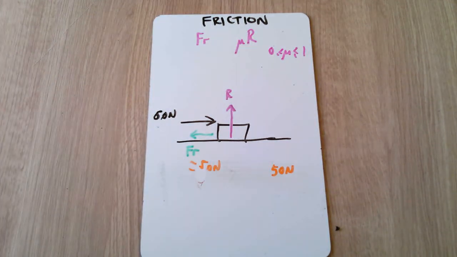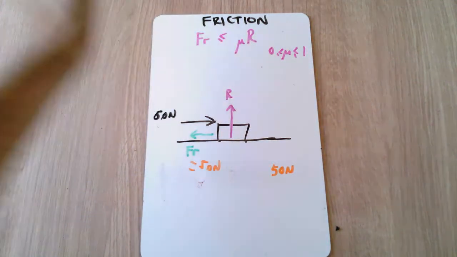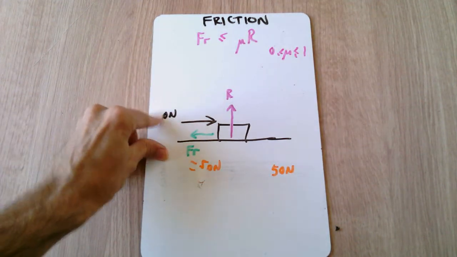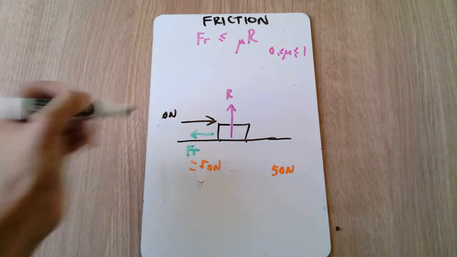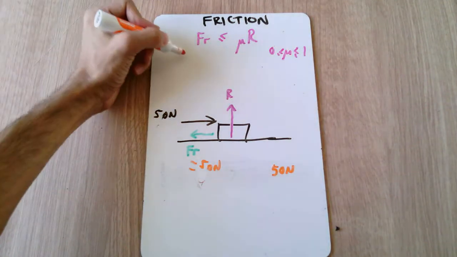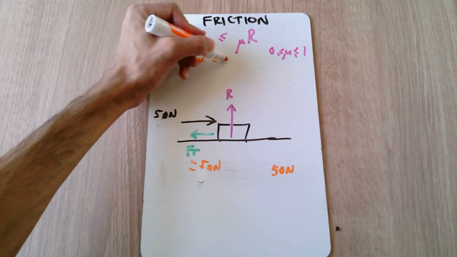What this means, therefore, is that friction is less than or equal to mu R. And we did have a scenario a moment ago where the 50 newtons was equal to the 50 newtons. This is what we call the limit of equilibrium, or limiting equilibrium. When friction is equal to the value of mu R, we call this F max, and that's equal to mu R.